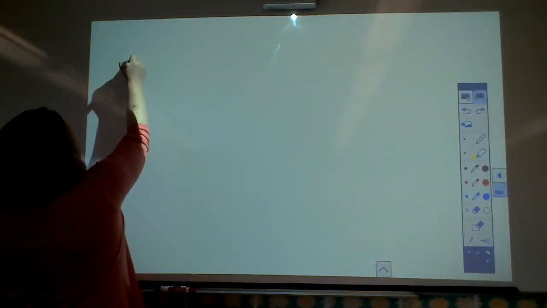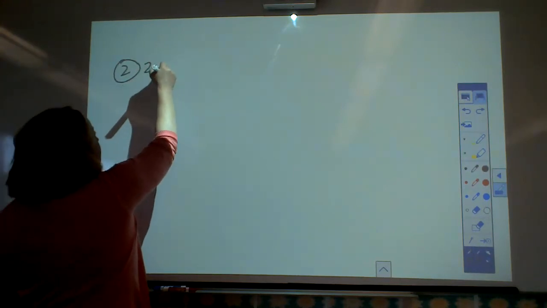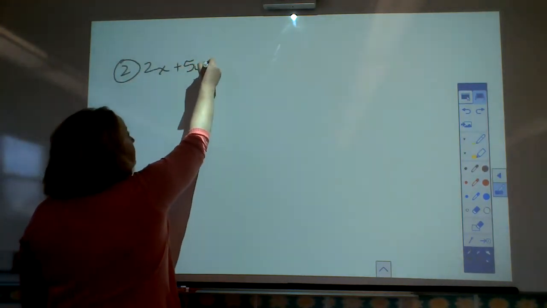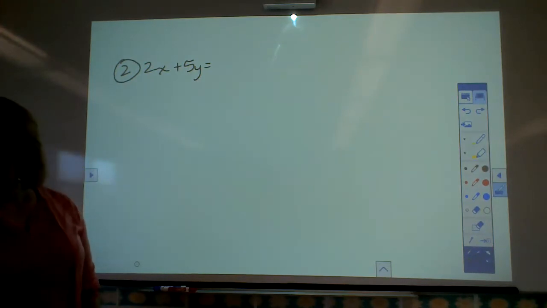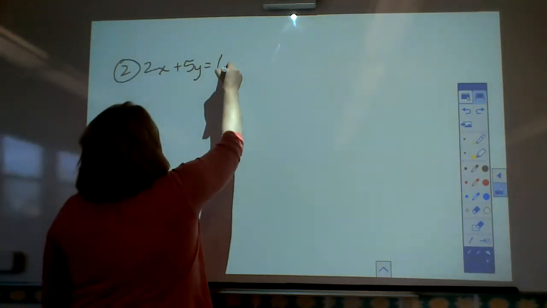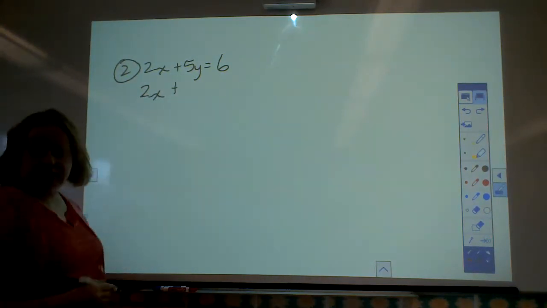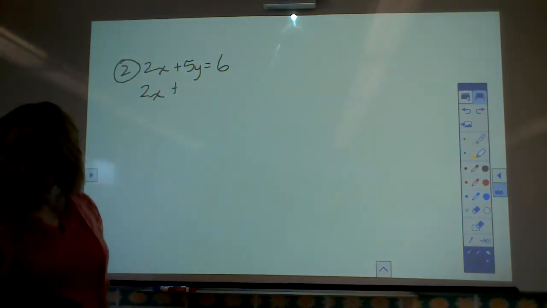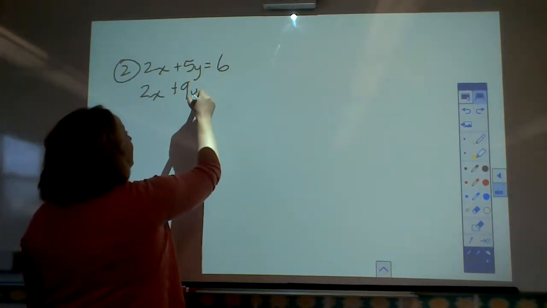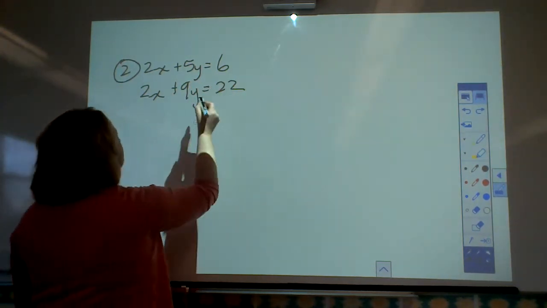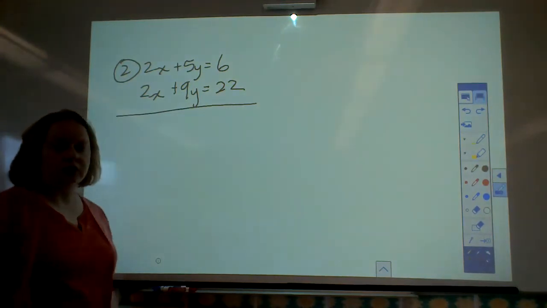Let's say that you have 2x plus 5y is equal to 6, and 2x plus 9y is equal to 22. Okay, so what do you notice here?